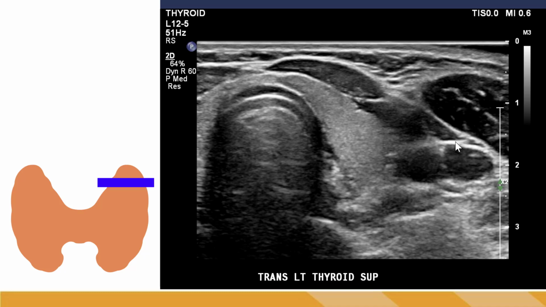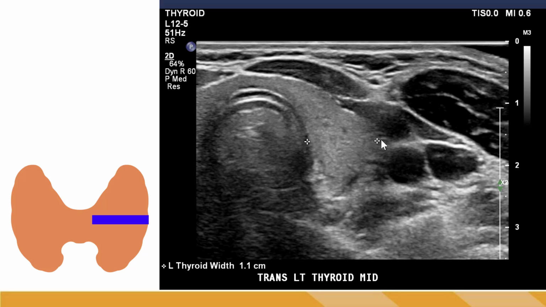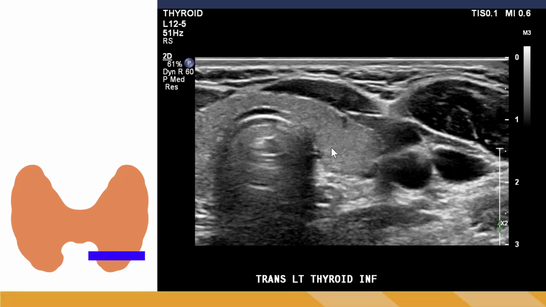However, in the normal thyroid, then I am ready to switch to the left side. So we are doing a trans left thyroid superior image. Moving inferior, again, we are going to look for the widest portion of the thyroid, measuring in transverse, and also in AP if that is your protocol. And then one last image at the inferior portion of the thyroid. If I have a particularly inhomogeneous thyroid, I might take more images than just one at superior, one at mid, and one at inferior. I might do a couple at superior, a couple at mid, a couple at inferior, showing how the parenchyma changes through the tissue.